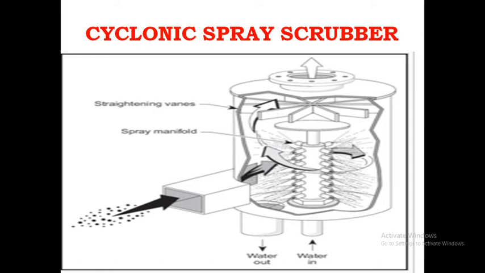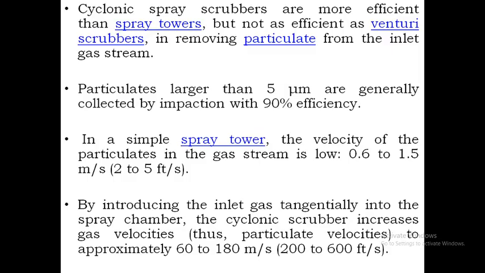Are you clear or not? Okay. The water is sprayed at the bottom, so some of the water is collected after the operation is carried out. Are you clear? Okay. Whereas in the irrigated cyclone, the liquid that captures the pollutant is forced to the wall and washed out. Are you clear or not? Okay. So this is the working principle of the cyclonic spray scrubber.